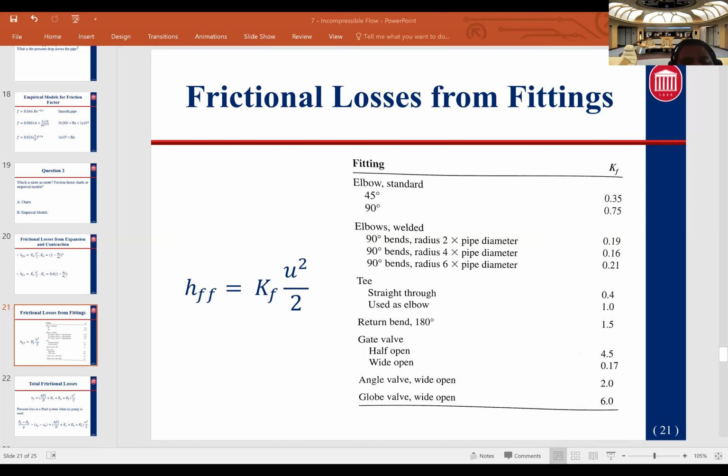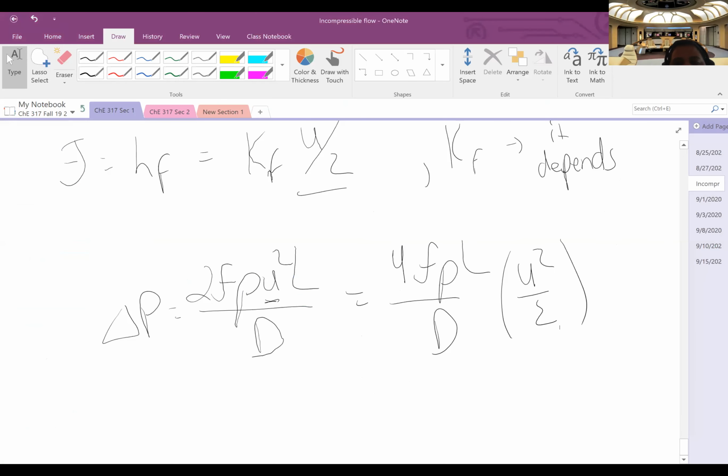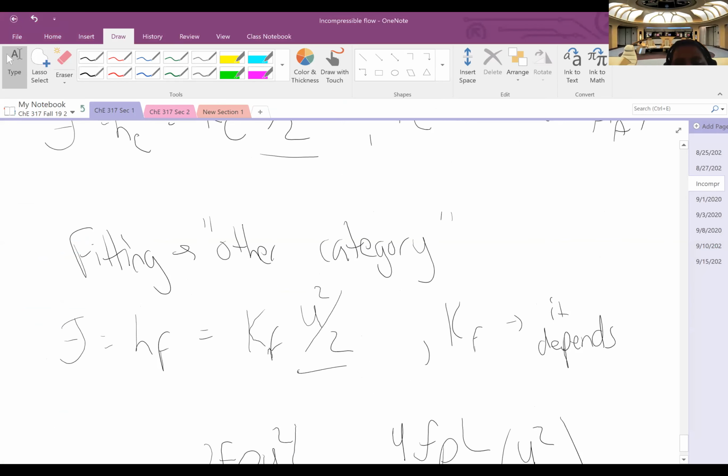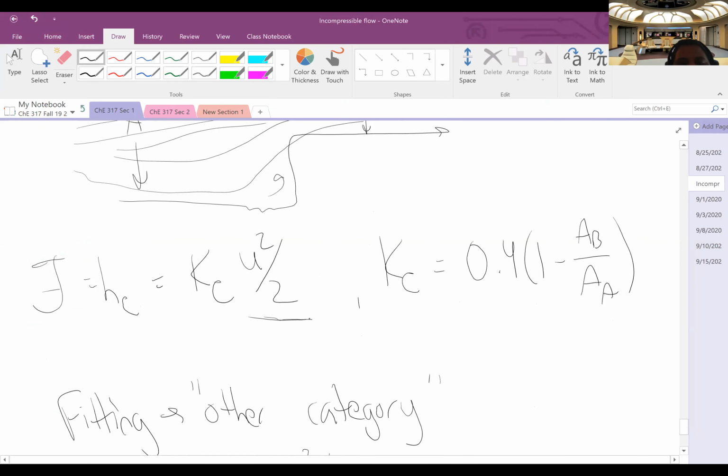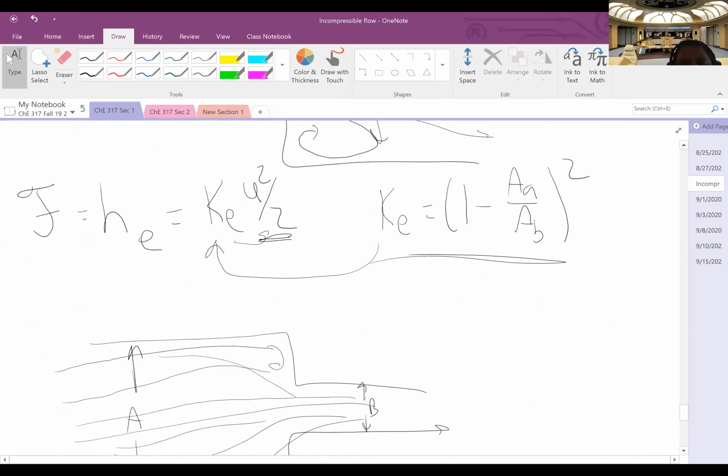And if we look closely at our delta P expression, we have a sort of u squared over 2, which means I can write it as 4f rho L over D times u... So we have these u squared over 2 terms in our expression.